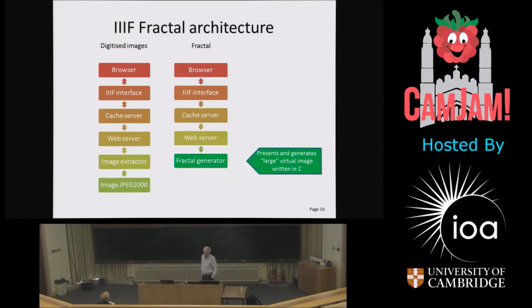What I've done is to take that architecture so that the browser and all of the other parts are the same, as far down as the level of the image extractor. And I replaced it with a fractal generator. And as I said earlier, the sizes of the virtual images are extremely large. So what the generator does is it says, I have an image for you which happens to be 8 million by 8 million rather than 10,000 by 10,000. And the rest of the stack works exactly the same. It's just working with much larger numbers.